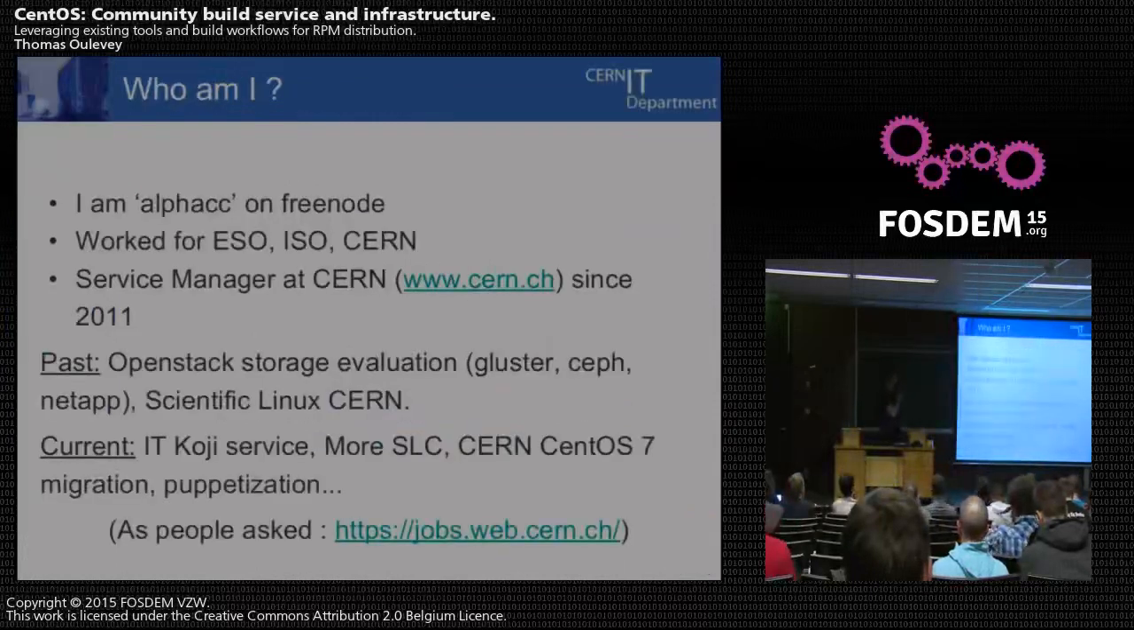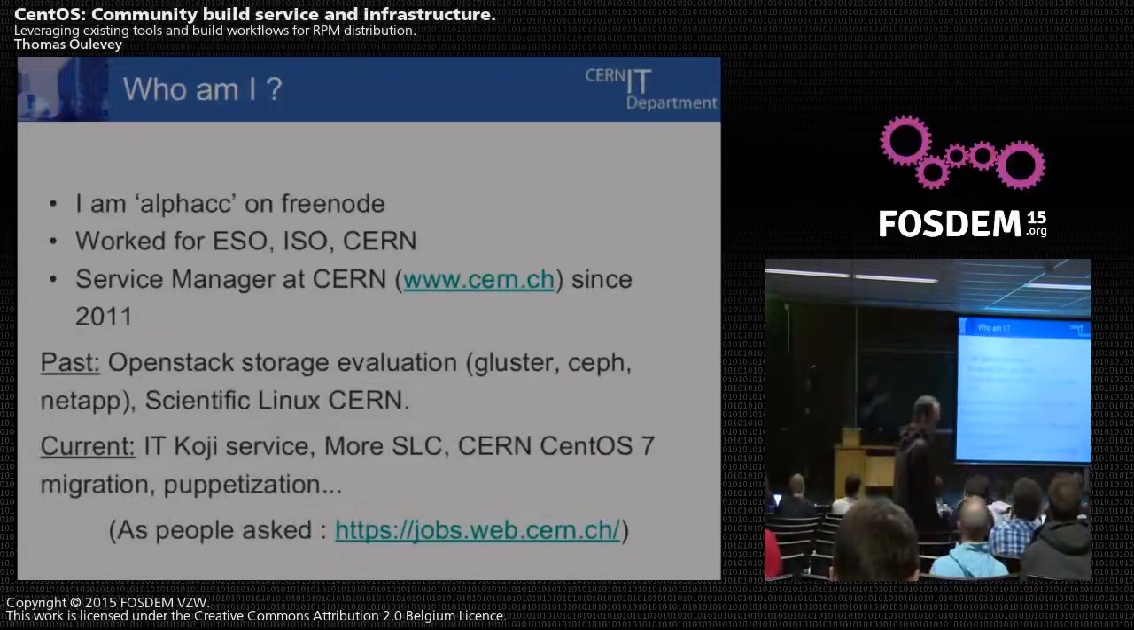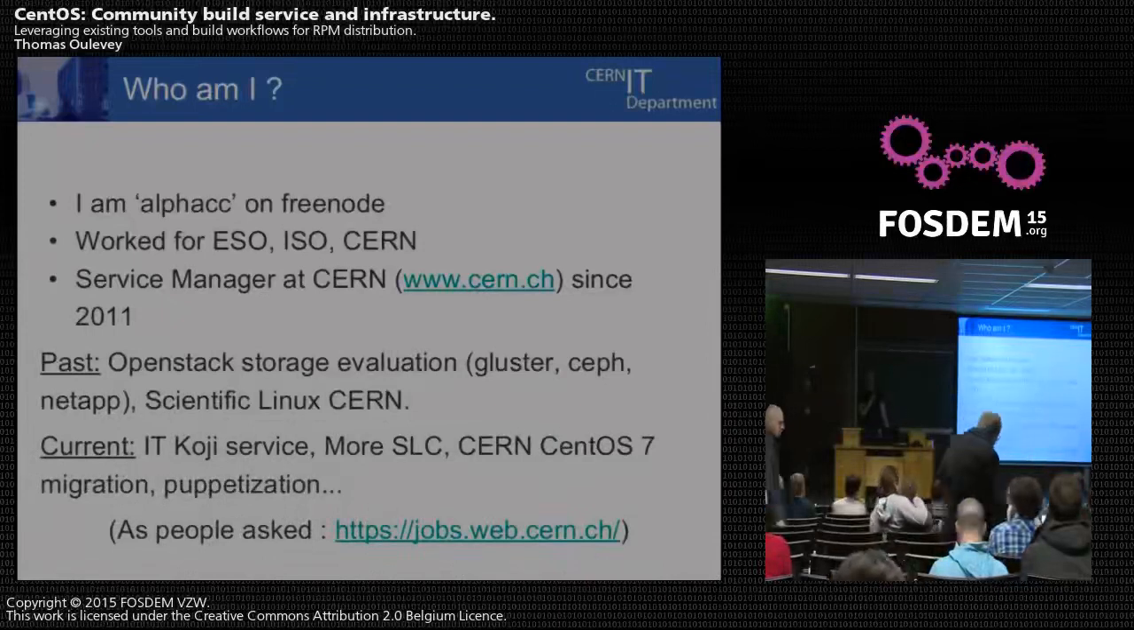So, a quick word on me. I'm Alpha CC on Freenode, if you're looking for me later for talking on the mailing list. I'm a service manager at CERN. I did a bit of OpenStack in the past. Now I'm doing Koji, and I'm still doing a bit of Scientific Linux. I'm part of the main team that is doing Scientific Linux CERN, and all the usual stuff you do as a system administrator: puppetization, migration to the new version. As people ask, if you want a job, you can go there, and there are a few. And if you are a student, there are a lot of possibilities to work for CERN, to have fun. So please do.